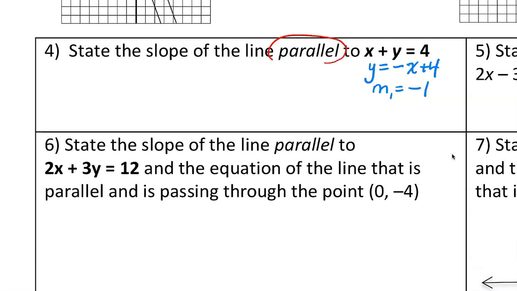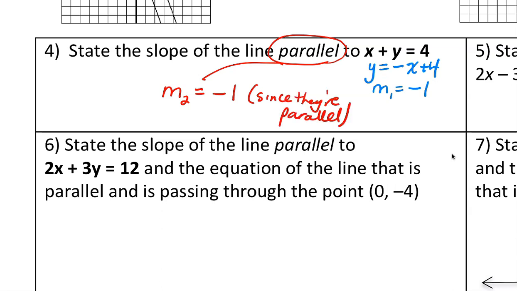So if you want a line that's parallel to that, its slope, we'll call it slope 2, would also be negative 1, since they're parallel. They have the same slope.